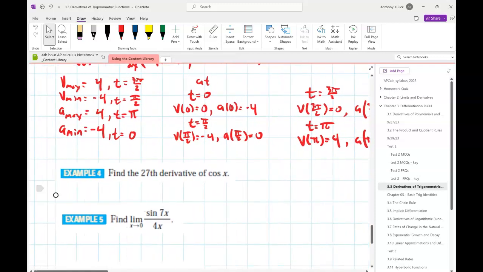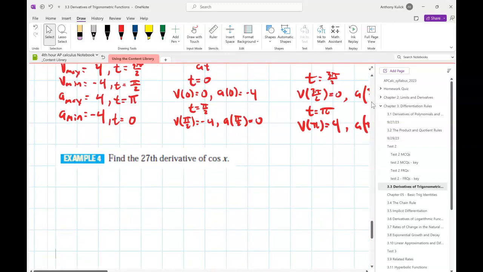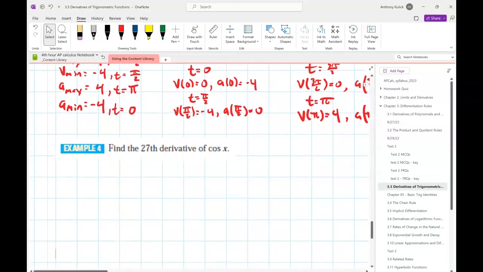All right. Next question. Find the 27th derivative of cosine. Mr. Kulik, are you serious? Who thinks there's got to be a shortcut to doing this? There absolutely is going to be a shortcut to doing this. We're not taking 27 derivatives here. You're dreaming. Mr. Kulik loves math, but he's not that big of a masochist.